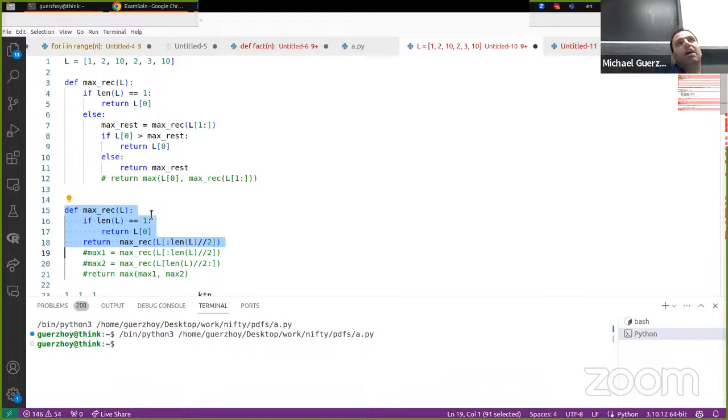If you don't do slicing, so you do something with the indices, then yes, log n calls, and if you don't do slicing, then each call takes the same amount of time. So if there are log n calls, then it's all log n.